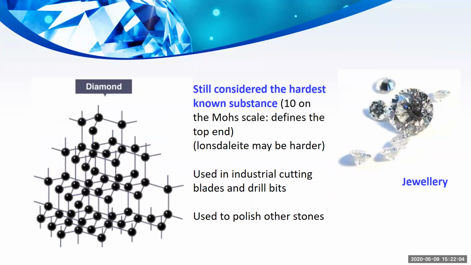Things like diamond, we have a picture of the structure of diamond there, and you can see that each carbon atom in that structure is bonded covalently to 4 other carbon atoms. It's still considered to be the hardest known substance. It gets a 10 on the Mohs scale, and it actually defines the top end of the Mohs scale. However, there is another form of carbon that might be harder. Diamond's used in industrial cutting blades and drill bits, and it's used to polish other stones, and of course you know it's used in jewellery. But its hardness is due to the fact that if you want to break a piece off, you've got to break covalent bonds, and they're super strong.